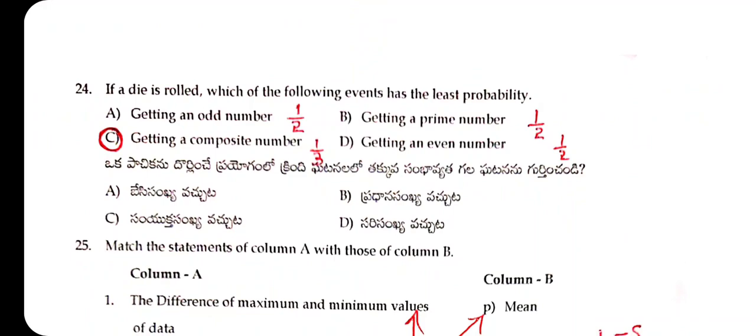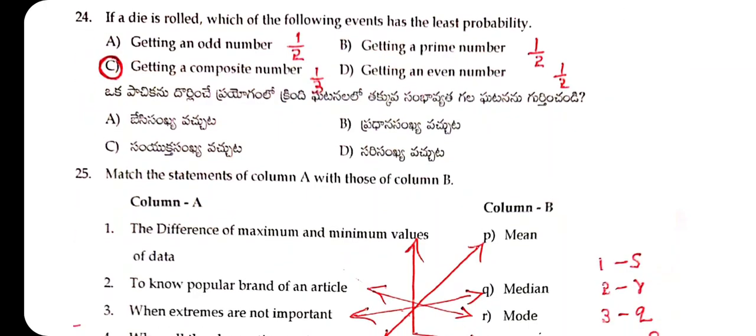If a dice is rolled, which of the following events has the least probability? See, getting an odd number is 1 by 2, getting a prime number is 1 by 2, getting an even number is 1 by 2, but getting a composite number is 1 by 3. So 1 by 3 means 0.3, the remaining are 0.5. So that's the least probability.